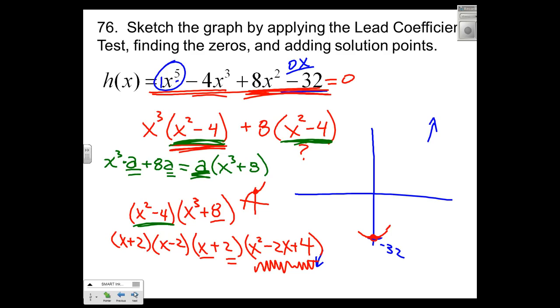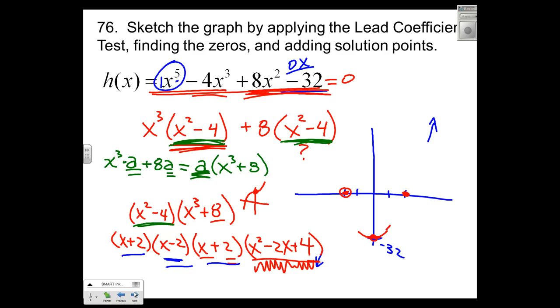Okay, so what do we have? We have a pair of zeros at -2, that's helpful. A 0 at +2. No zeros produced by this. Well, I got a pretty good idea what the graph looks like.